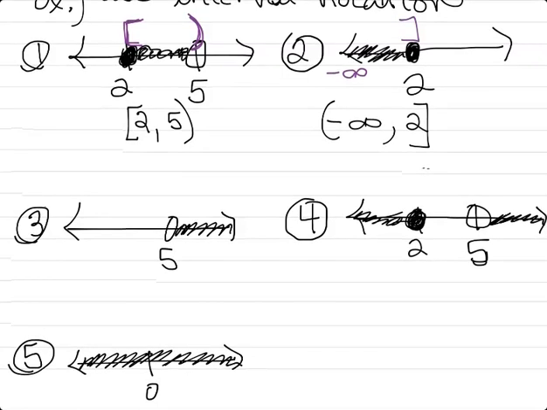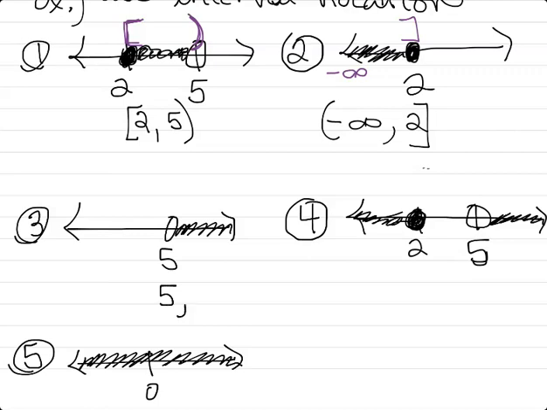On number 3, our shading is starting at 5, and it's going to the far right. The far right is our positive infinity. So we have 5 comma infinity. On the 5, it's an open circle, which means we cannot equal it, so we will be replacing that with a parentheses. And on infinity, we can never equal that, so that's automatically a parentheses.